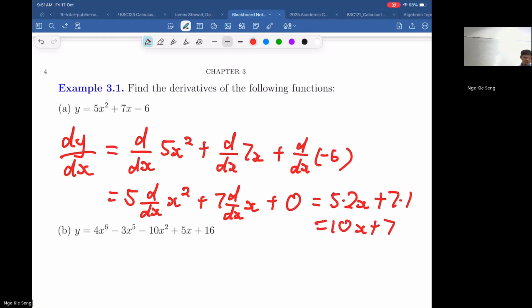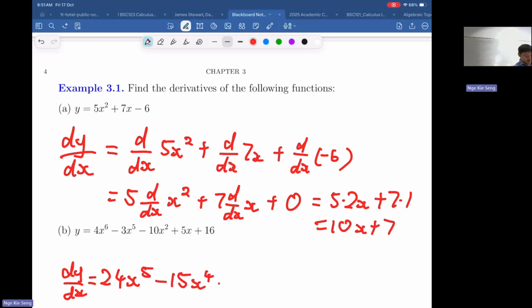Okay, how about B? I will leave it as homework, but from your inspection, can you tell me your answer or not? 4x to the power 5, then minus 50 over x^4, and then minus 20x plus 5. Okay, good. At least you can do the basic calculation. But please write down the steps to make sure you know what you are doing. So your homework is to fill in the steps.